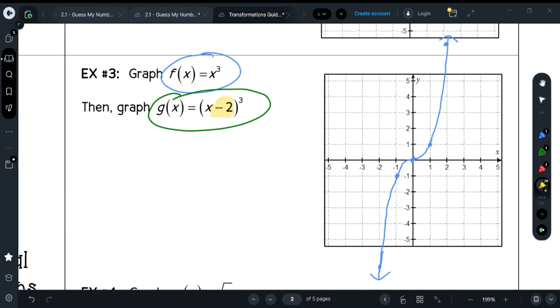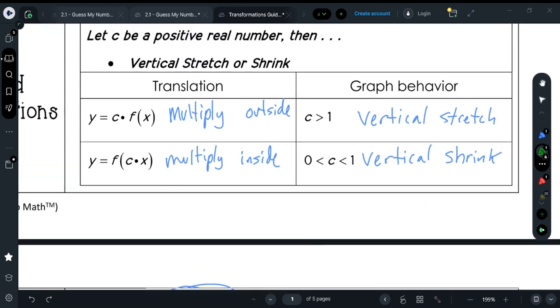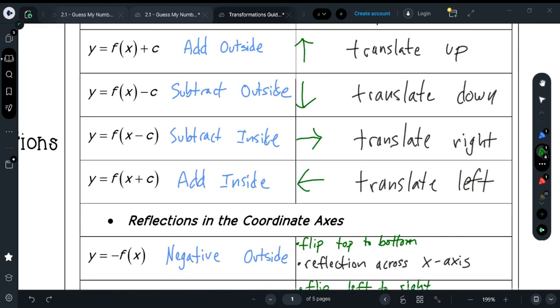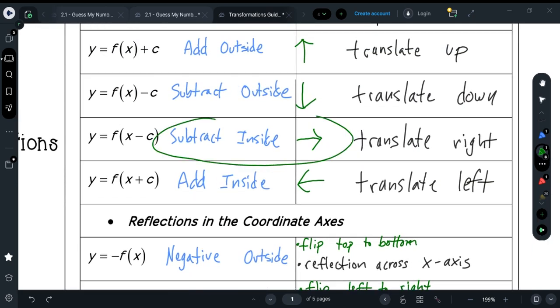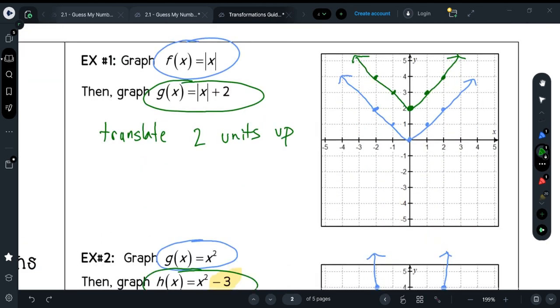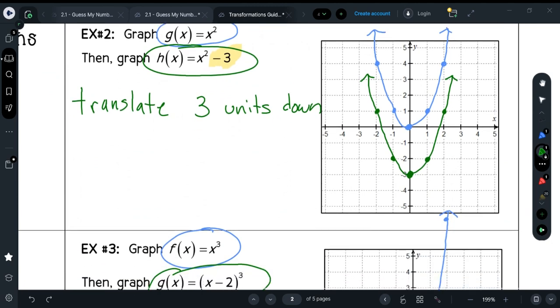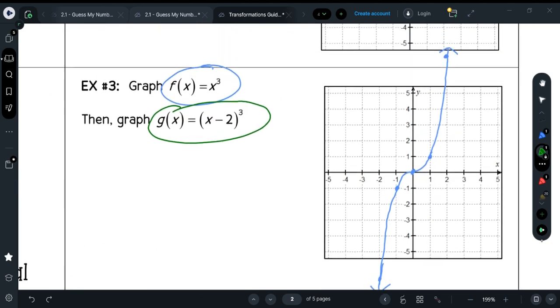Well, when it's inside parentheses like this, it's on the inside of the function. So here we're subtracting on the inside. If we want to reference our notes, when we subtract on the inside, the graph translates to the right. That's what's going to happen here. Let's write it down here. Translate 2 units to the right.